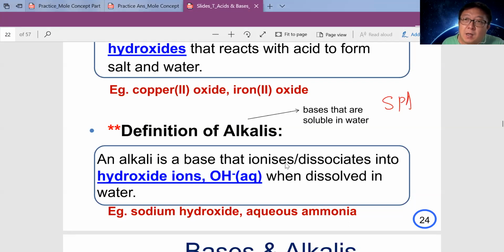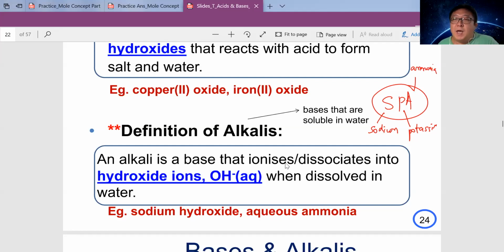S, P, and A. Spa. Who are spa? Sodium. You write down your notes. Sodium, potassium, and ammonium. Alkalis are those which are sodium, potassium, and ammonia. These three are the common ones.